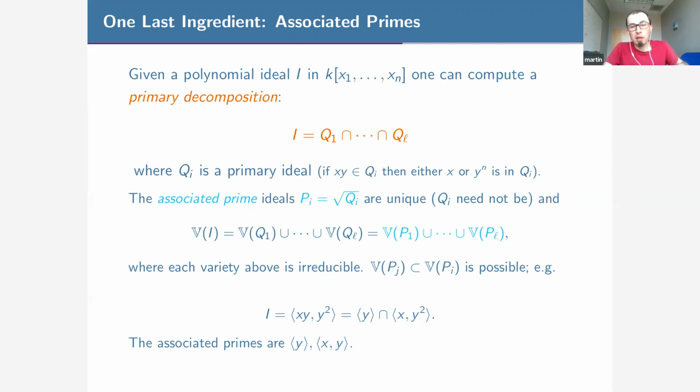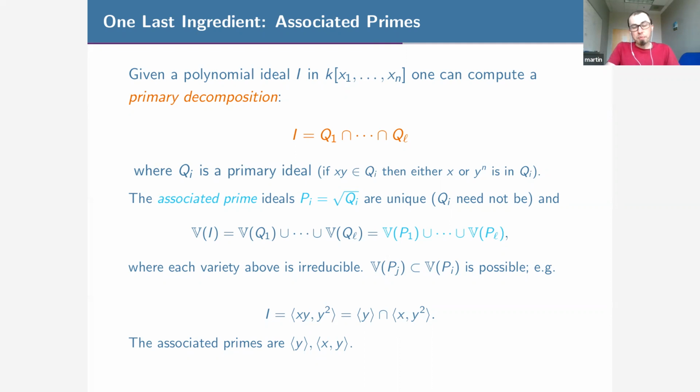And here's just an example of a primary decomposition. I think one of the favorite ones that illustrates this is where you decompose this ideal (xy, y squared) into (y) intersect (x, y squared). Right, so geometrically, you have a point embedded in the line as your primary decomposition. And our associated primes are both the point and the line.